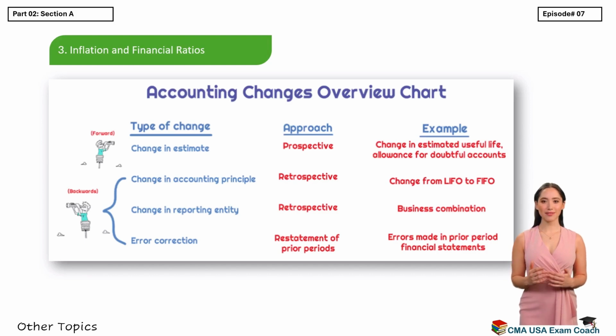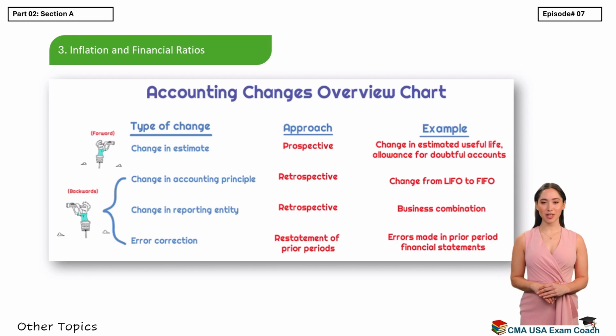In summary, retrospective adjusts the past and restates prior periods. Prospective only impacts the future, with no restatement. Understanding these concepts is important because changes in accounting can affect how investors and stakeholders interpret a company's financial health. Let's look into some examples.